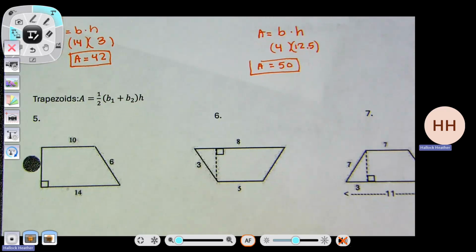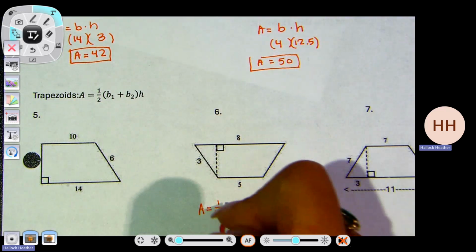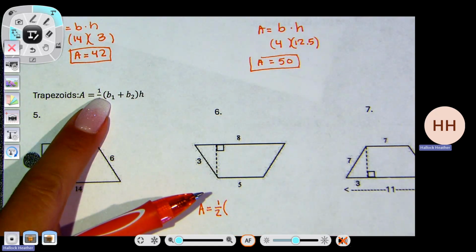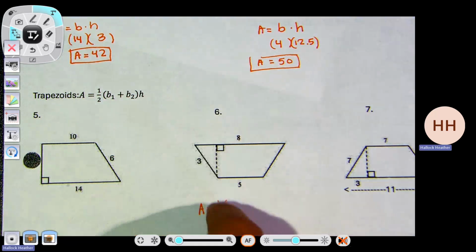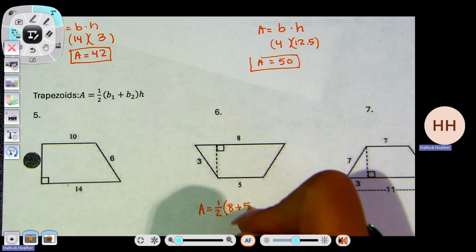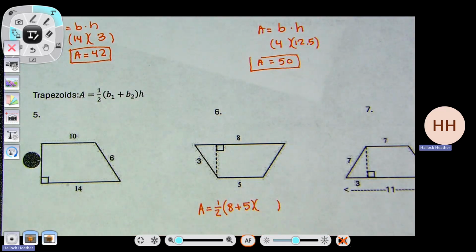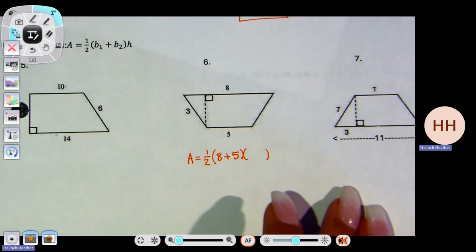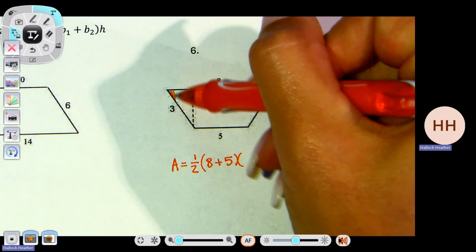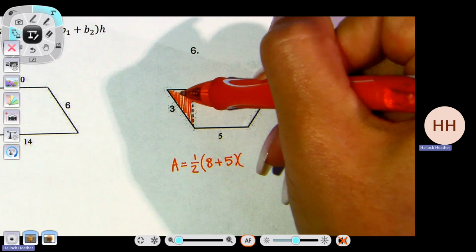So number 6, I have area equals 1/2 in parentheses. What is base 1? Just like whenever we did midsegments of trapezoids. 5 or 8. So I'm just going to use 8. So 8. What's base 2? 5. And then same thing. I need to figure out the H. The H is my vertical height. You're not using the slant height. So if I have a little triangle over here, now what's the problem with this guy?